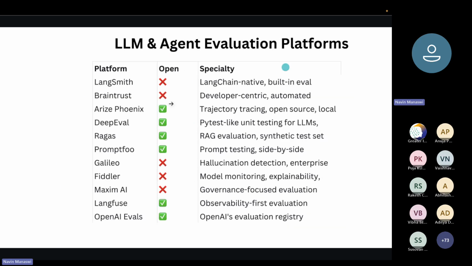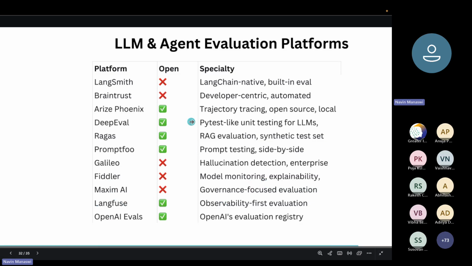Next, LLM and agent evaluation platforms. You know that Ragas is famous, right? Ragas is for RAG evaluation: how the RAG output is coming, good quality, bad quality and all. You can use Ragas for RAG evaluation, and Promptfoo for prompt injection and prompt testing. Even if someone puts in a wrong or bad prompt, it will figure out that this prompt has a bad intention, and it will not take the question, by the way. So there are multiple things. For hallucination, you can talk about Galileo, then Fiddler for model monitoring, and Maxim for governance focus. So there are multiple agent and LLM evaluation platforms right now. You can choose one of them based on your focus area.